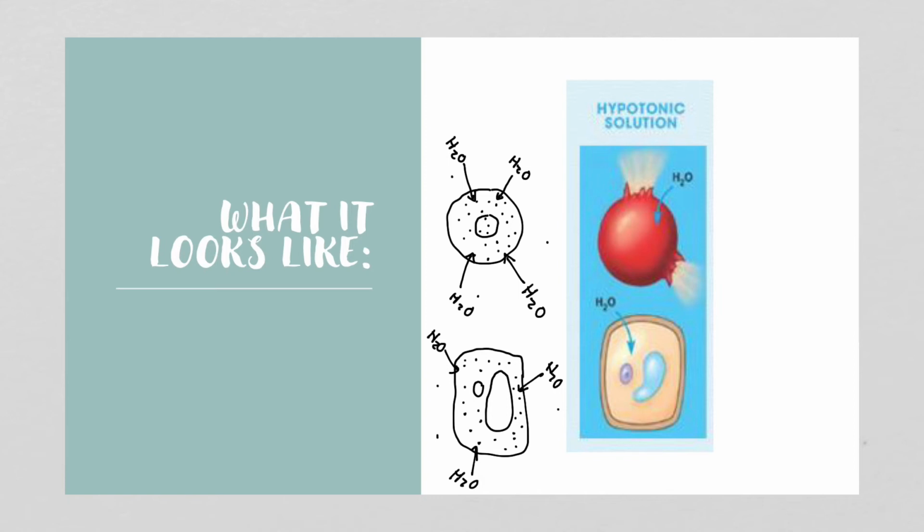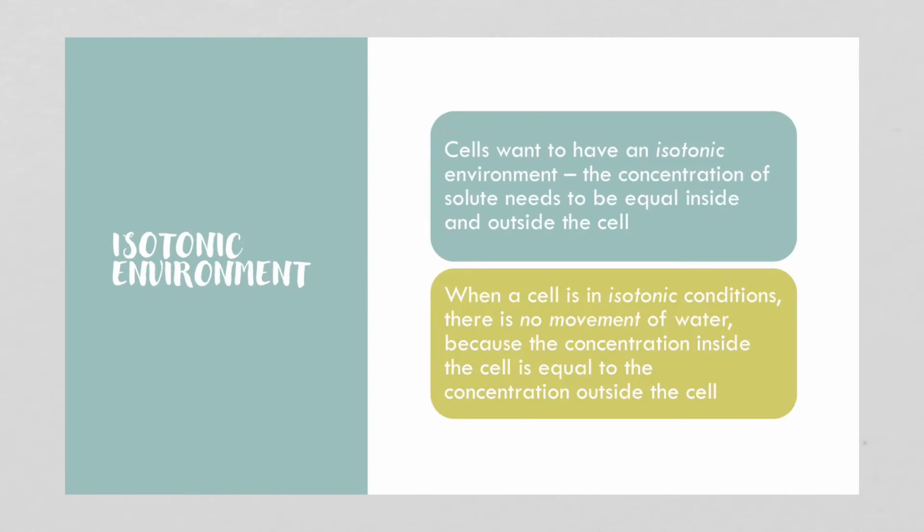This is a plant cell, so because it has a cell wall, it can't grow and shrink in the same way, but same thing, not as many particles here, so the water goes in, and then the cell membrane will push on the cell wall and cause it to be turgid, so it'll be rigid and look a bit swollen.